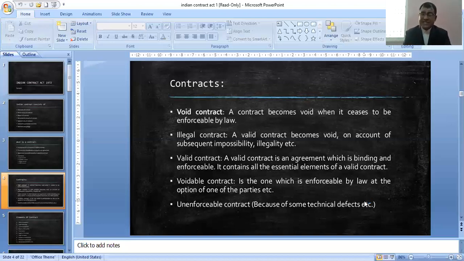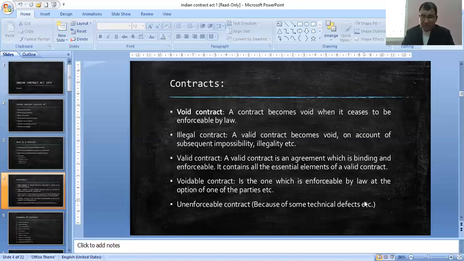Please remember these 10 elements of valid contract. Those who are preparing for the competitive exams and also the BCom students and LL.B students, BL, LL.B, whatever it is, these students have to remember at least these most essential 10 points that I told you, essential elements of valid contract. Okay, then what do you mean by voidable contract?